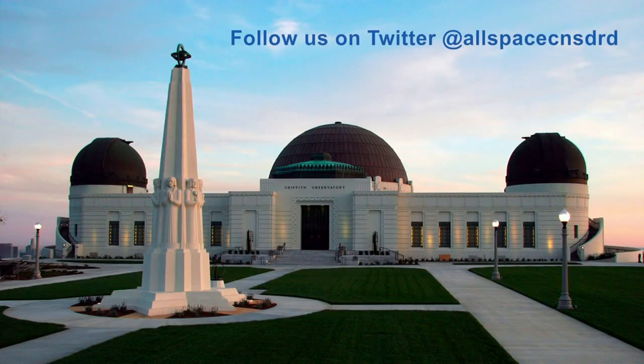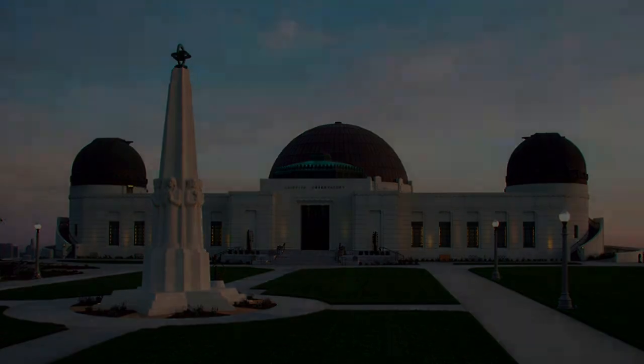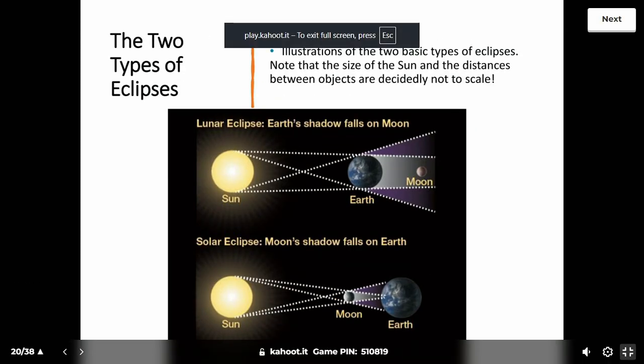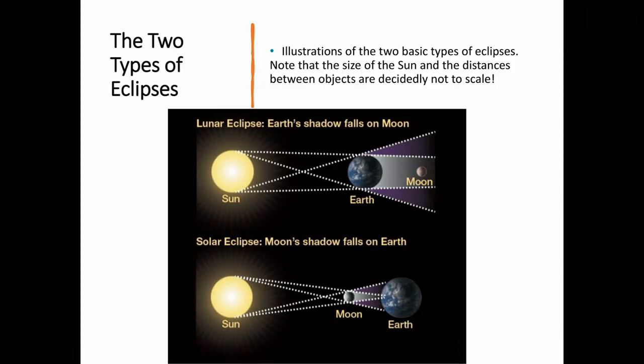And then this particular lunar eclipse didn't quite end before daytime happened, so that's why it got bright at the end. So there's these two different types of eclipses. There's the lunar eclipse and the solar eclipse. Lunar eclipse is where the Earth is casting a shadow on the moon. And then a solar eclipse is when the moon is casting a shadow on the Earth.